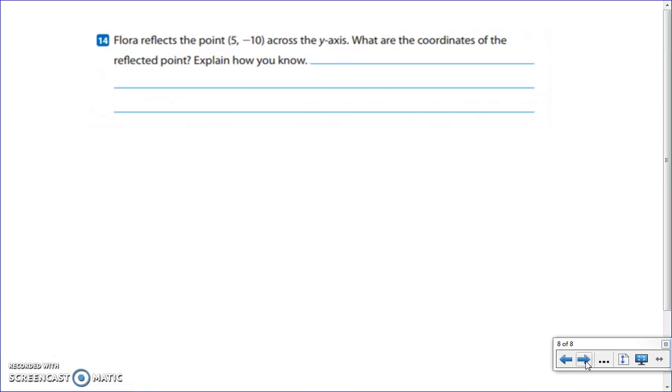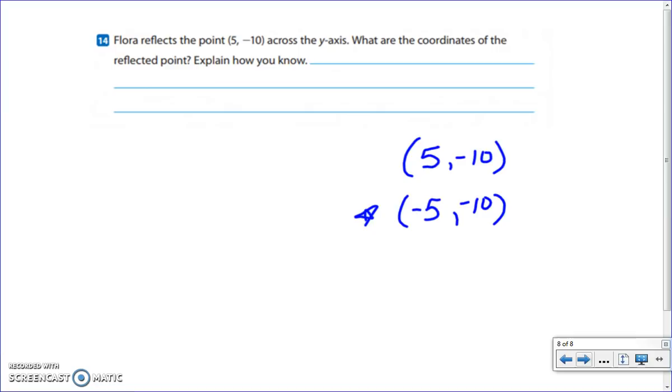It says that Flora reflects the point 5, -10 across the y-axis. What are the coordinates of the reflected point? Explain how you know. Okay, well, 5, -10 across the y-axis. Then my new point should have the same y-coordinate. Reflecting across y, I'll have the same y-coordinate. So I know that will be the same, but my x-coordinate will actually be the opposite. So I know that the new coordinate would be -5, -10.